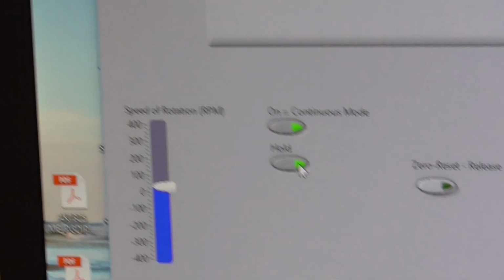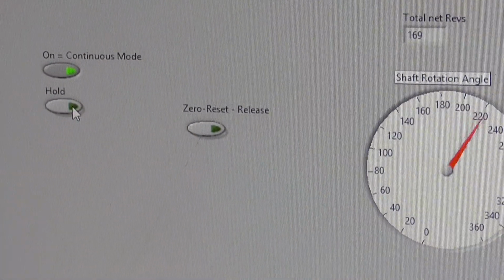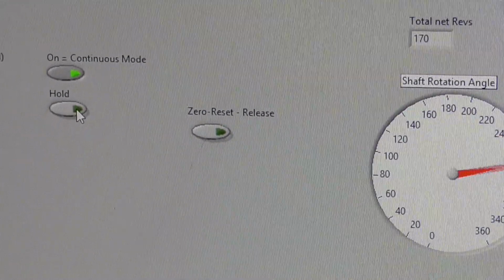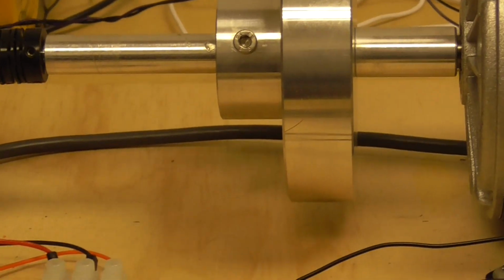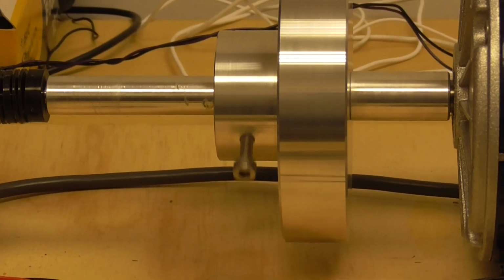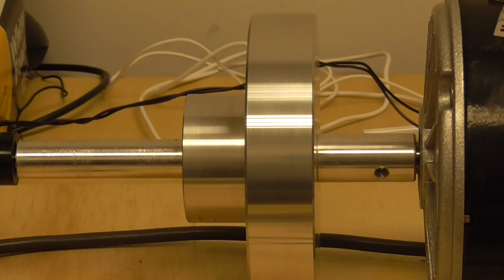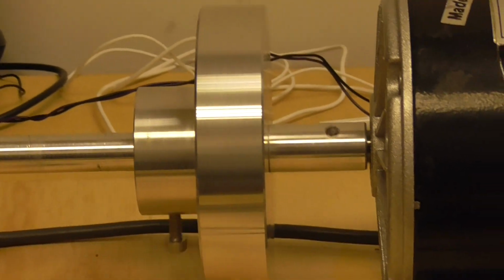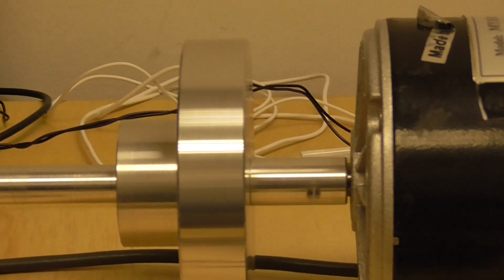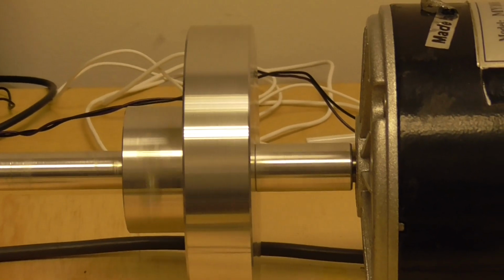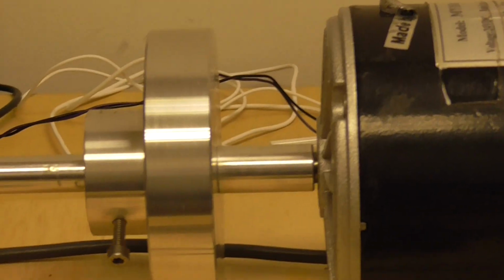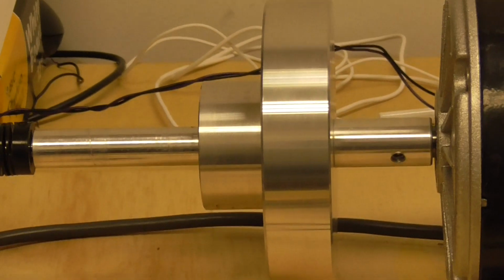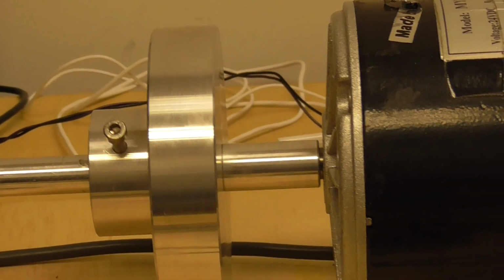Okay, so I'm holding it there. I can let it go and stop it at any angle I like. It's actually quite accurate, the angle measurement. And slowing it down again to zero, negative, positive, speeding it up. You can imagine it could be like on a winch. And I can slow it down, or it's just turning around. Put it on hold.